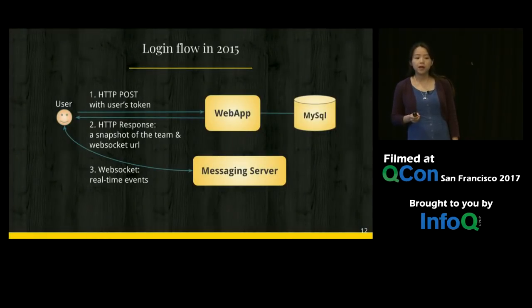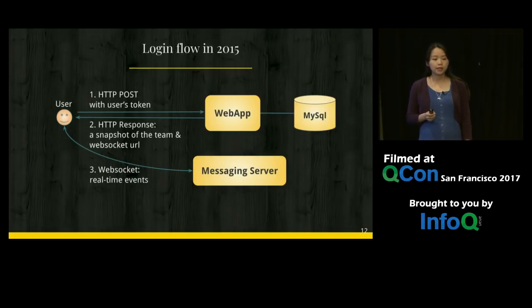In this response, there's also a WebSocket URL, which the client uses to establish the WebSocket connection with the messaging server. Then, real-time events flow in on this WebSocket connection, and your client is ready to use. You can now navigate to channels, send messages, and start a conversation with your coworkers.